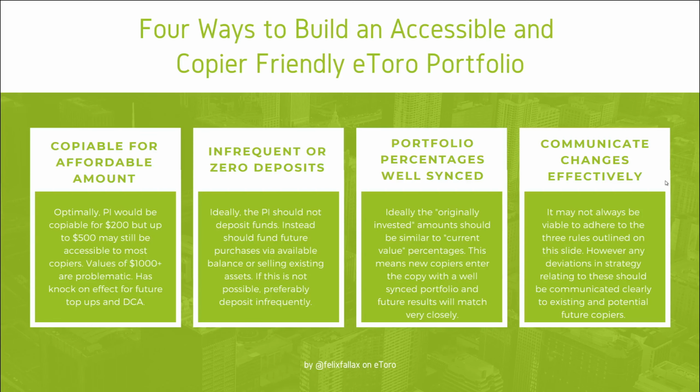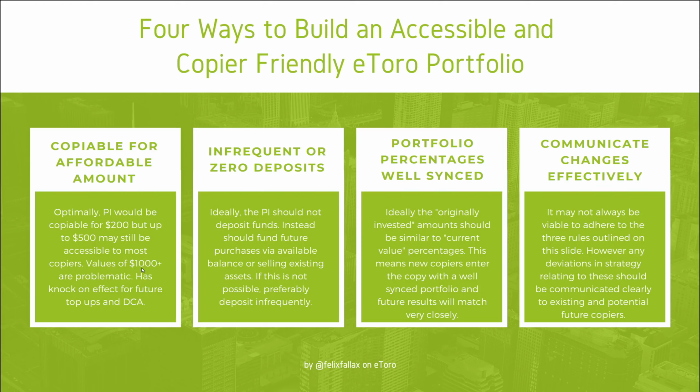So, hope everyone's still with me. On this slide, I'm going to run through what I consider the four best ways to build an accessible and copier-friendly eToro portfolio. I won't spend too long on each one because I'm going to illustrate it with working examples rather than with theory. So the first method would be to become copyable for an affordable amount. Now, ideally, this would be 200, as mentioned previously, but in the real world, sometimes your portfolio gets a little bit fragmented and maybe 500 would be a more reasonable figure.